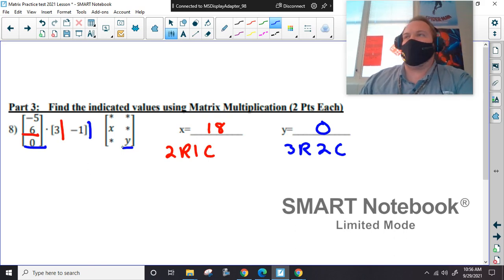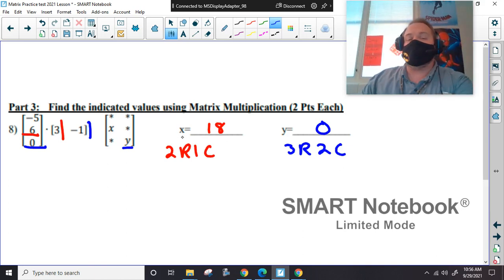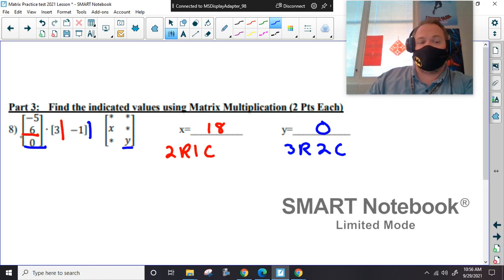Because look, where's y? Y is in the third row, second column. Okay, all right, hang on. Multiple different questions all at the same time. Think about it. Where is x? X is in the second row, in the first column, right? So I multiply this second row, which is 6, by this first column, which is 3.